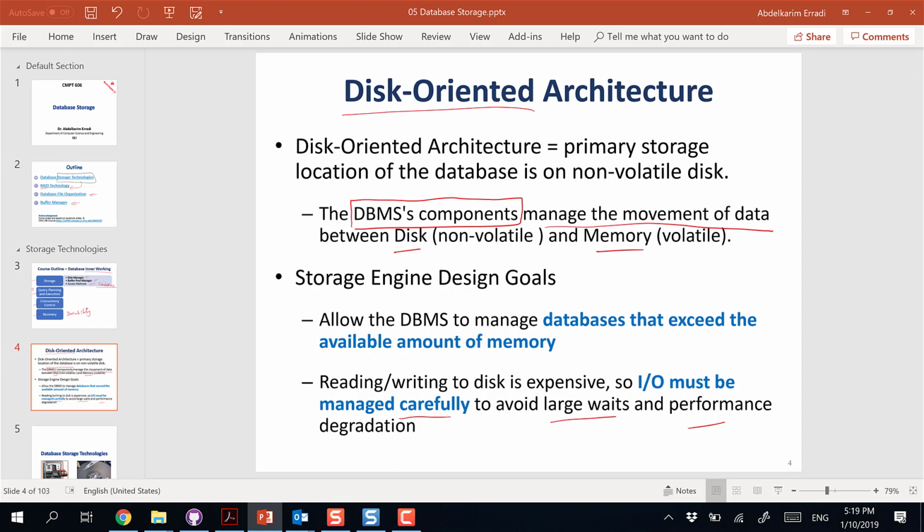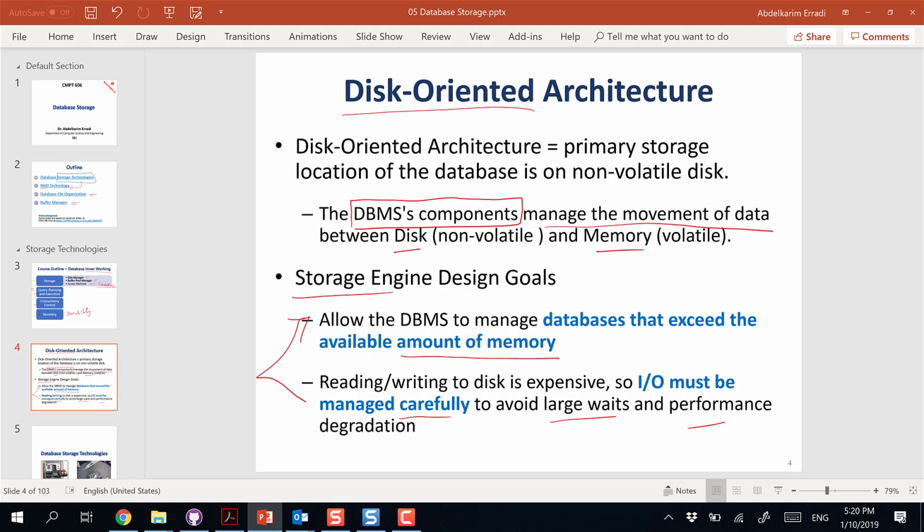So the storage engine has two goals. It helps us to manage databases that exceed the amount of memory that we have. So typically, it is still the case for most databases.